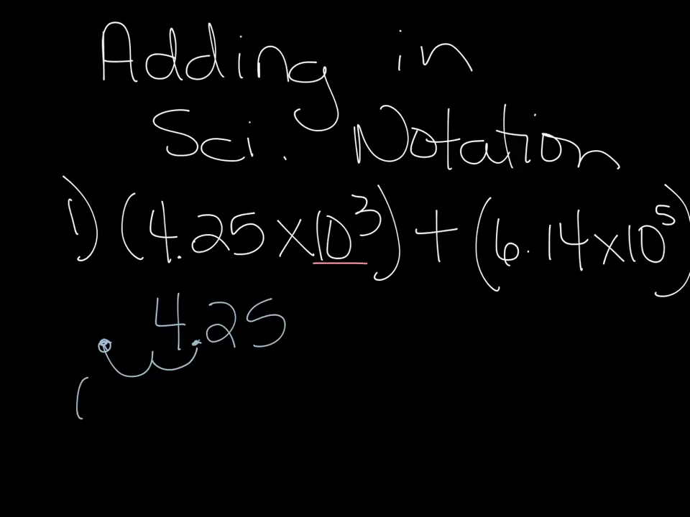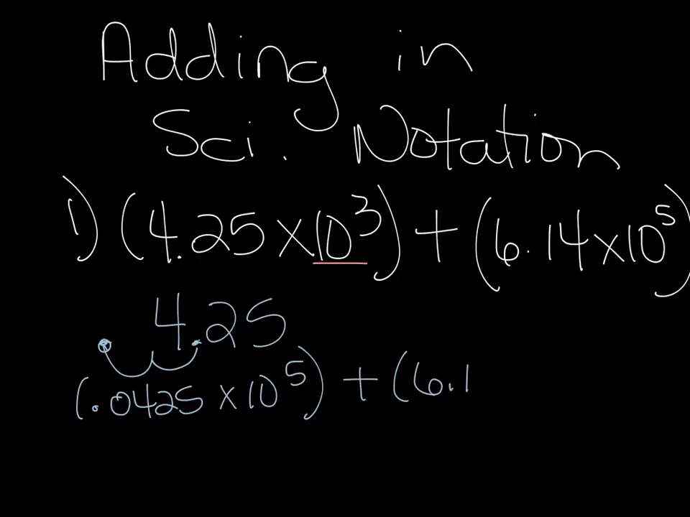So this becomes 0.0425 times 10 to the fifth plus 6.14 times 10 to the fifth. Now, because we have like exponents now, we're ready to actually do the addition. So what we're going to do in scientific notation is we are going to take the two numbers in front and we're going to add those.